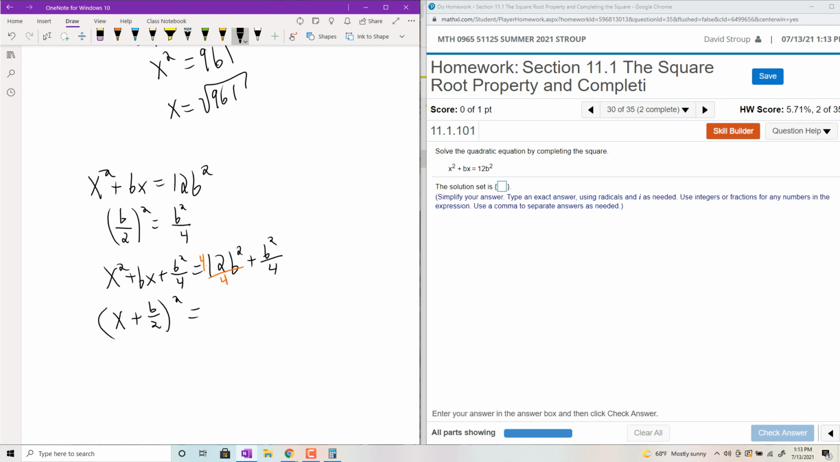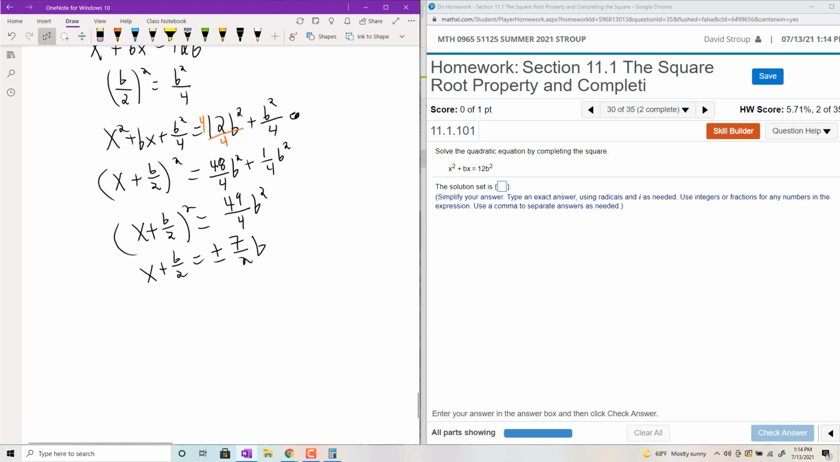So you end up with what, this thing, I'm just trying to save myself some space here, but it'd be 48 fourths b squared plus this other b squared over 4, which is the same as 1/4 b squared. Okay, let me combine those and then we'll do the square root property. So you got 49 fourths b squared. Square root property, we have x plus b over 2 equals plus or minus 7 halves b.